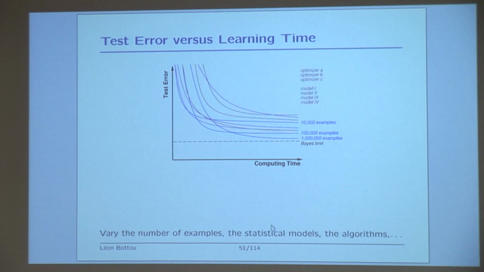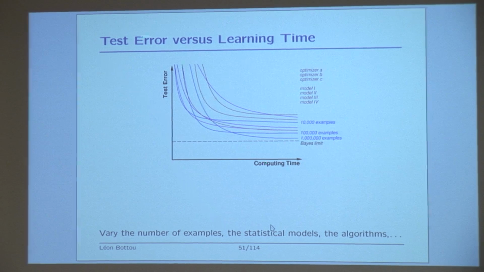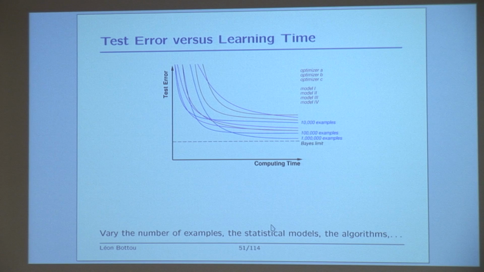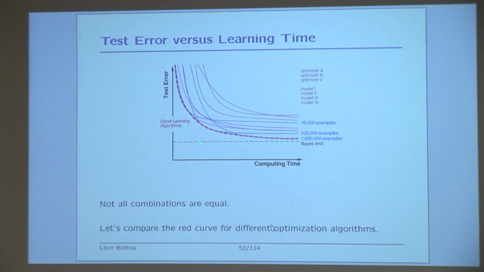Now, if I change the statistical model or I change the optimizer, I get a bundle of curves like this. And a good learning algorithm would be one that would be on that boundary here. This is what I want. But depending where I am, I'm going to use different models, different numbers of examples, different optimizers.